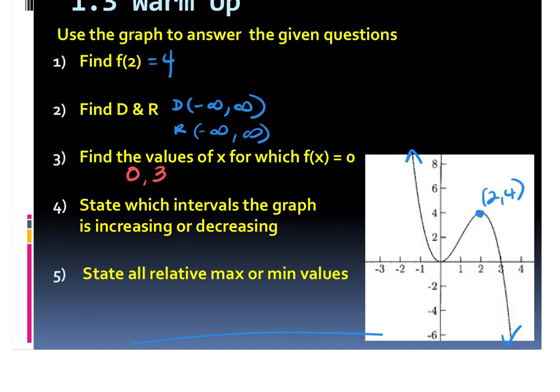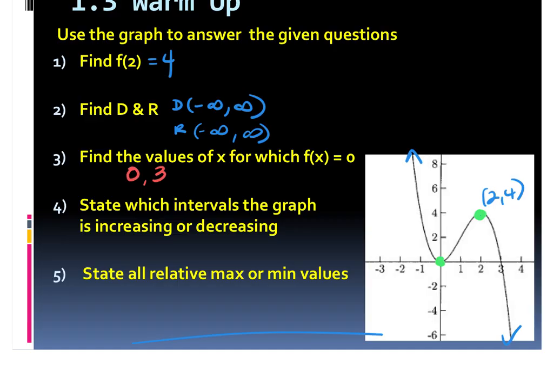All right, number 4 says state which intervals the graph is increasing or decreasing. I'm actually going to skip to 5 because this is going to help me answer this question, right? Every time I have a max or a min is when my increasing and decreasing behavior is going to change. So I have a relative minimum here at 0, 0. I have a relative maximum here at 2, 4.